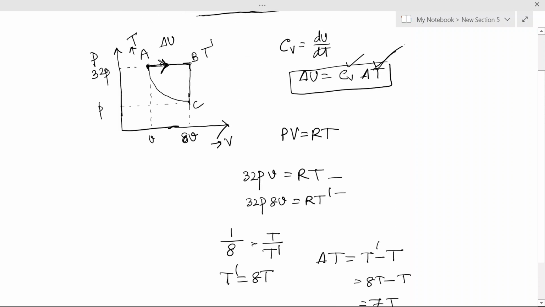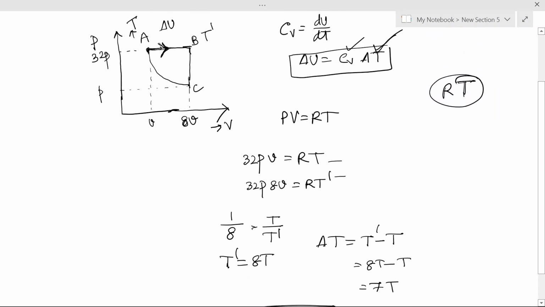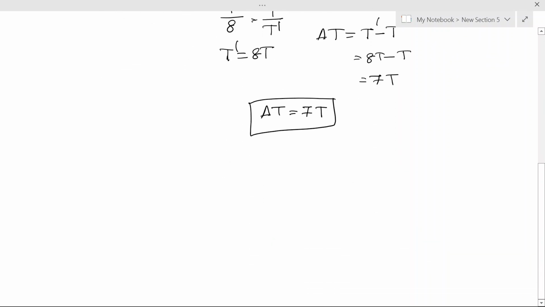Delta T has been found, and we have to find the answer in terms of R and T. So now we have to find CV. How do we find CV? It is also given that from A to C or C to A, this process is adiabatic. So what is an adiabatic process? The dQ is 0.